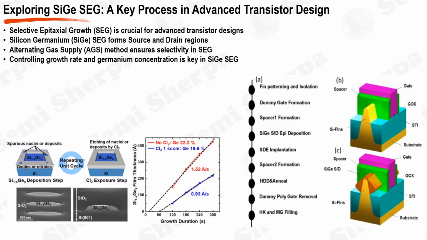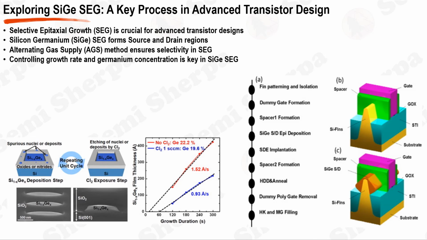A key challenge in this process is the control of the growth rate and germanium concentration in the SiGe layer. The introduction of chlorine during the exposure step can decrease the growth rate, while the preferential desorption of germanium chlorides during this step can lead to an increase in germanium concentration. Interestingly, the flow rates and exposure durations of chlorine do not significantly affect the germanium concentration in the SiGe layer.